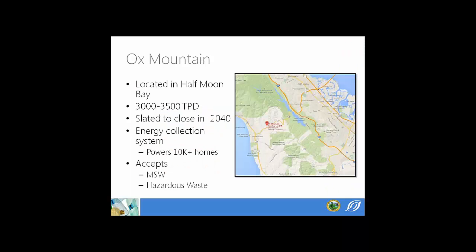The landfill that's predominantly used locally is Ox Mountain. It has a capacity of 3,000 to 3,500 tons per day, but it's slated to close in 2040. So that's why we need to figure out ways to conserve what space we have left, because we don't want that space to run out. The great thing about Ox Mountain is that it does have an energy collection system on site, and it actually powers a number of homes in the local area in Alameda and Palo Alto.